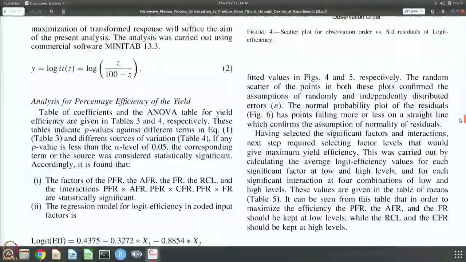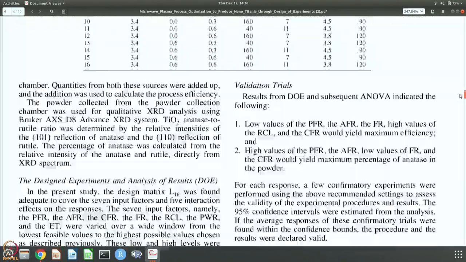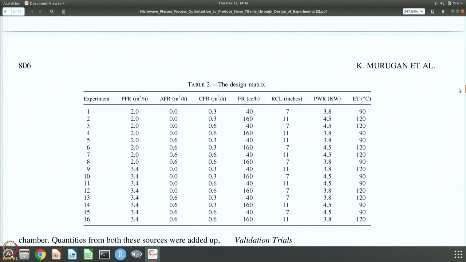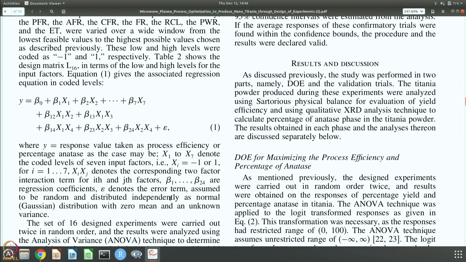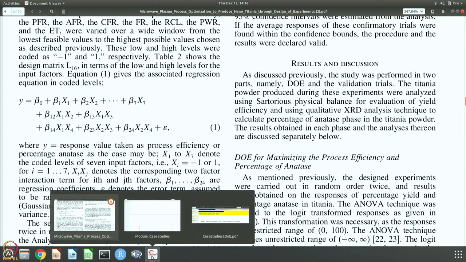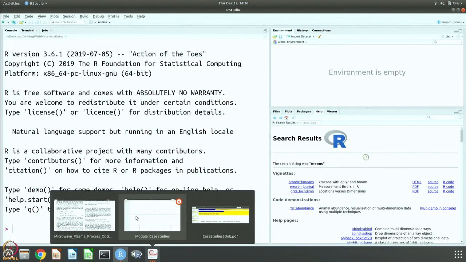So, I am going to do one. There are two exercises, they are repetitions of the same exercise. But one is done for percentage efficiency, the other one is done for percentage annotate. So, let us do this. We are going to reproduce it using R.